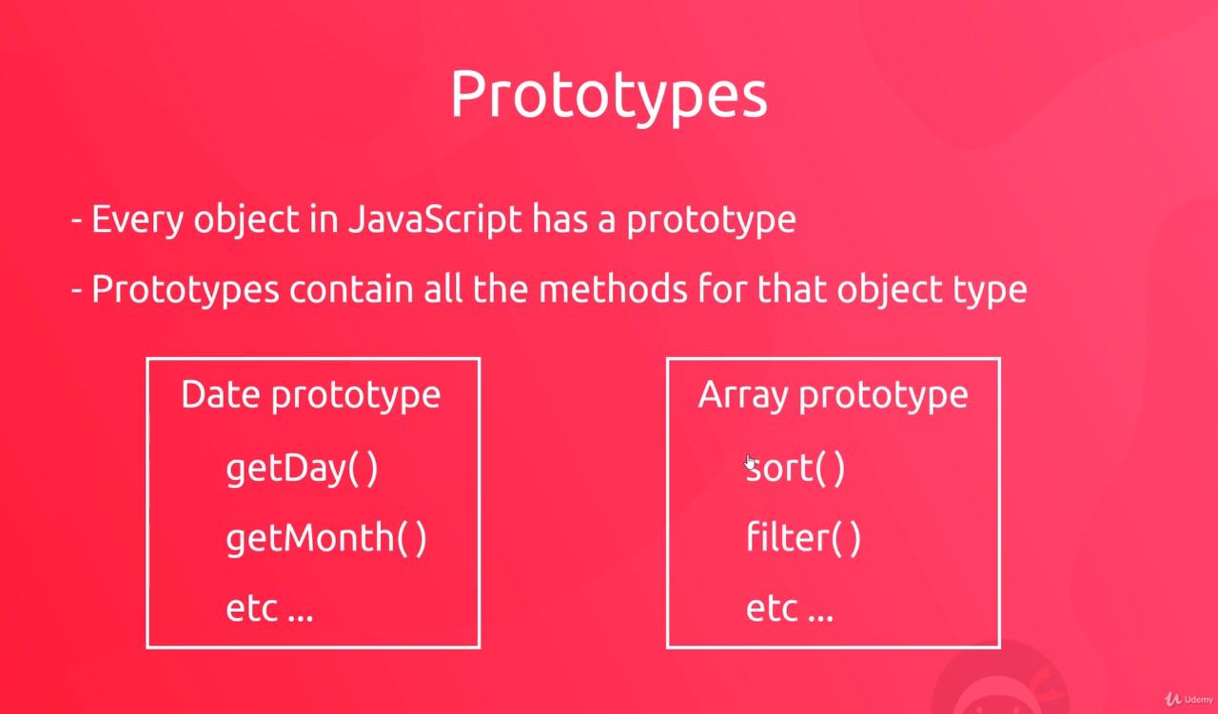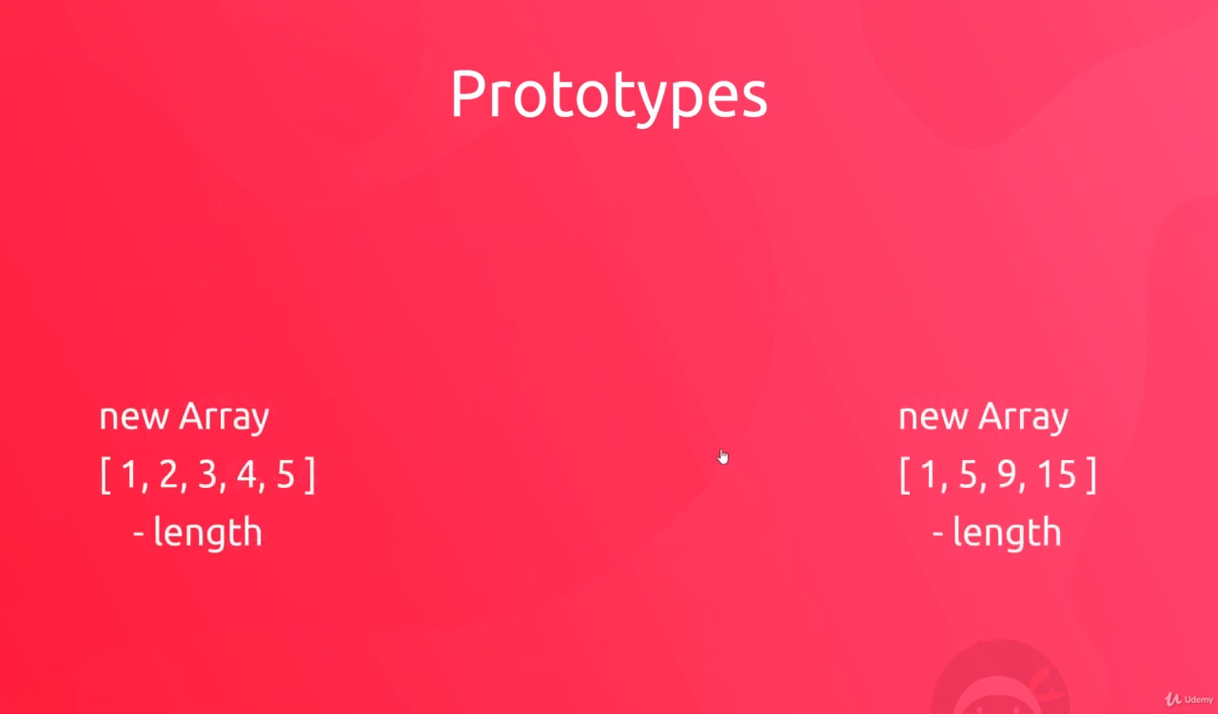Now, when we create new array objects, the properties of those arrays are stored directly on the instances themselves of those arrays, like the length. But the methods for both of those arrays are not stored directly on the array objects.